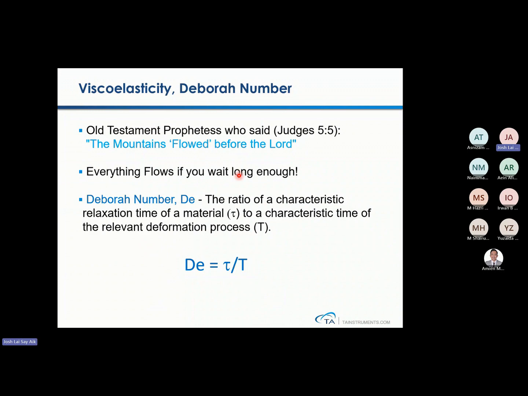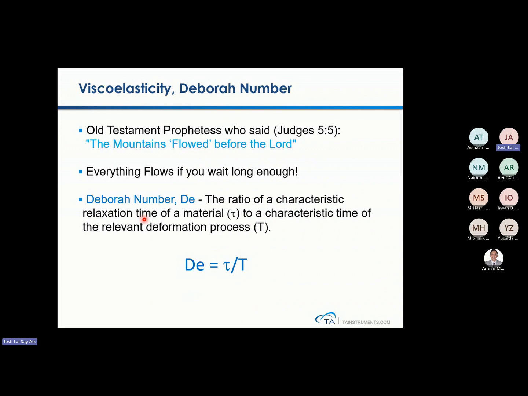Everything will flow if you wait long enough. Even a solid is going to creep, but of course you need to wait for a very, very long time, like years or even decades. So this Deborah number is actually the ratio involving the characteristic relaxation time of the material, which is very unique for each and every material. Just like density, the water density is different and the oil density is different. So this is another mechanical value to categorize certain materials, which is your relaxation time.